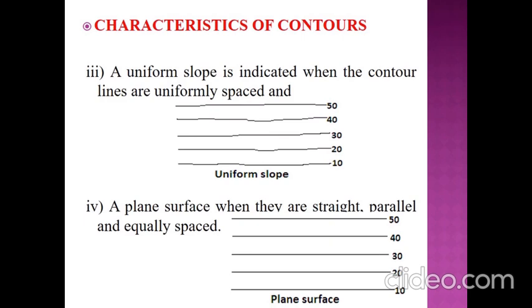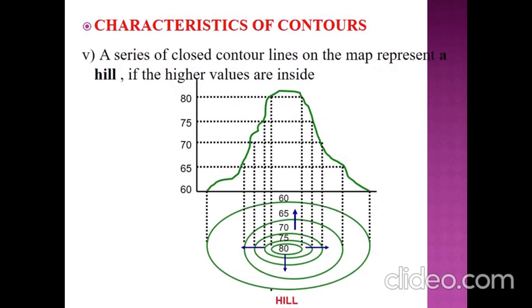Then next characteristic: a series of closed contour lines on the map represents a hill if the highest values are inside. So see here in this picture, it shows the sectional view of one hill, and here is the plan of that hill.